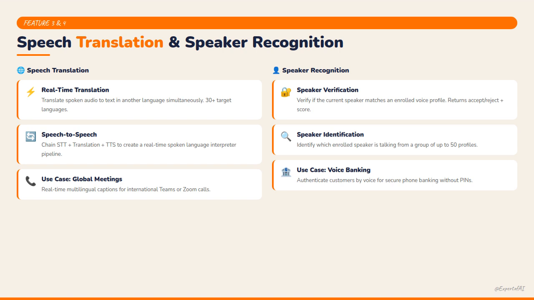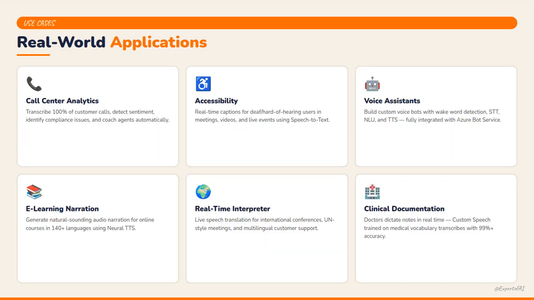Where is Azure AI Speech used in practice? Call centers transcribe 100% of customer calls, detect sentiment, and identify compliance issues automatically. Accessibility tools provide real-time captions for deaf and hard-of-hearing users in meetings and live events. Voice assistants built on Azure Bot Service use wake word detection, speech-to-text, and speech-to-translation in a seamless pipeline. E-learning platforms generate natural narration in 140 languages using neural TTS.